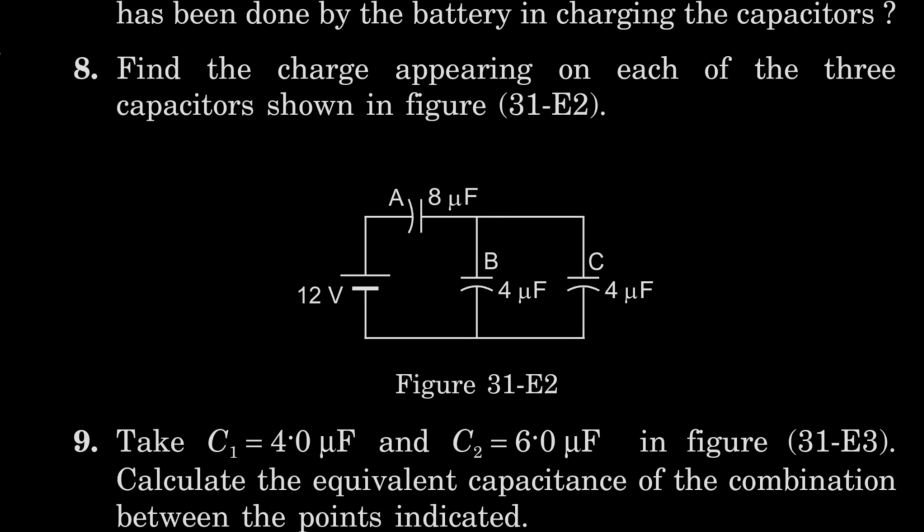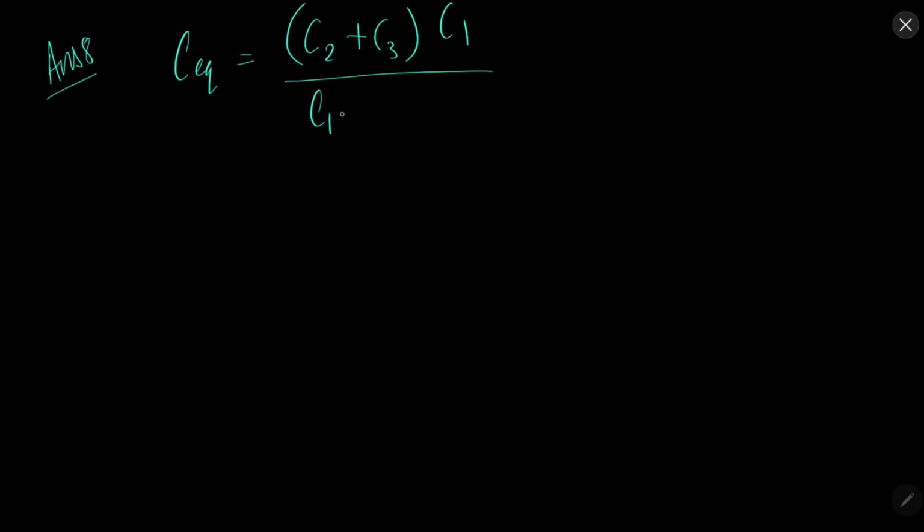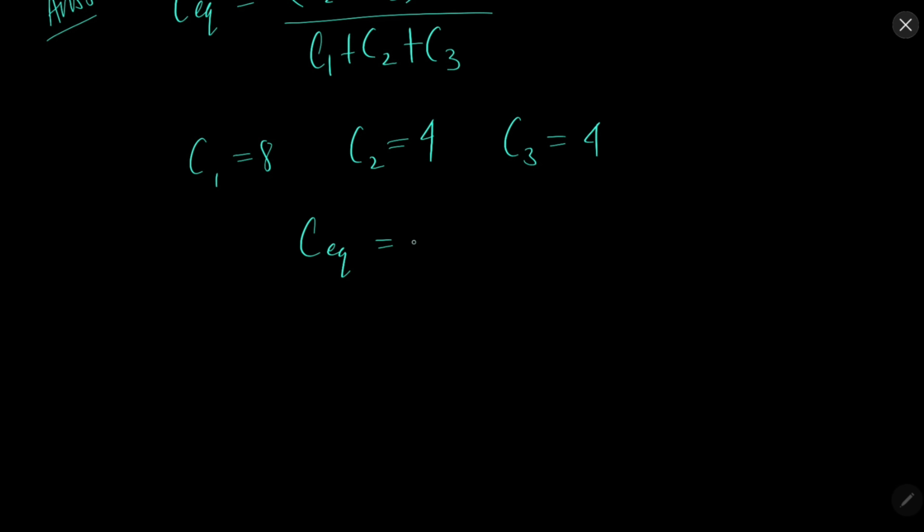In question 8, we need to find the charge appearing on each of the capacitors. Solution 8. So C equivalent will be (C2 plus C3) into C1 over C1 plus C2 plus C3. Remember here C1 is 8, C2 is 4, C3 is 4. So C equivalent will come out to be 4 microfarad.